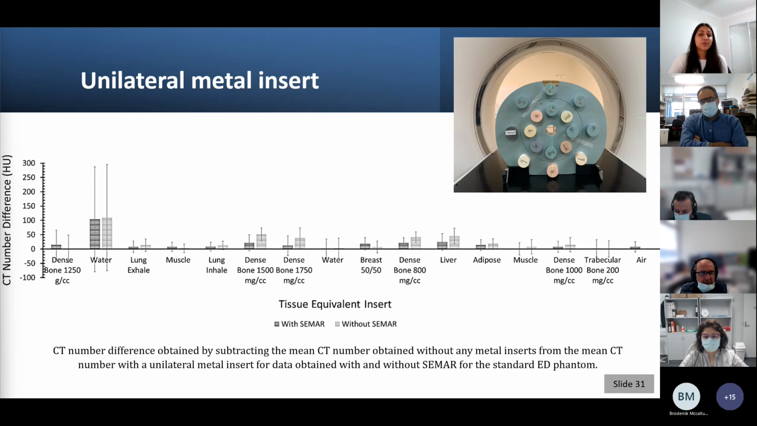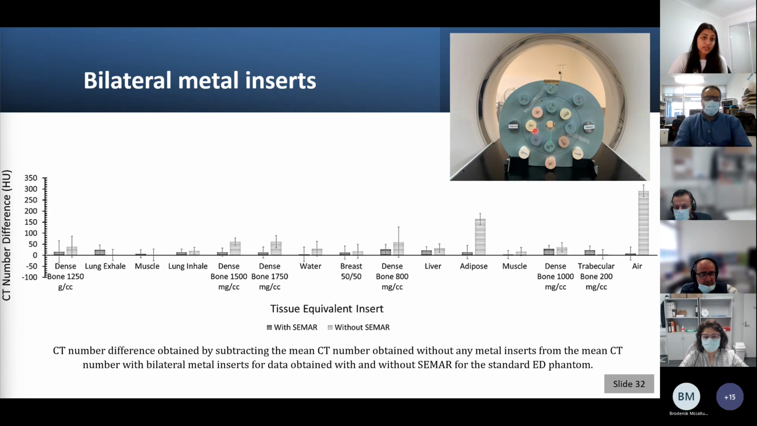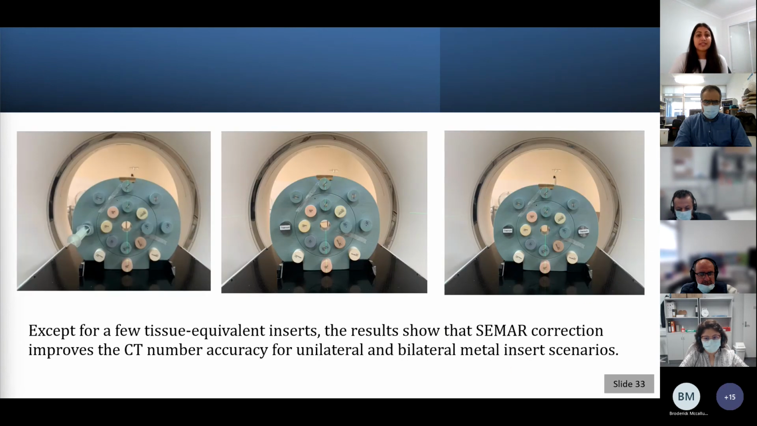And so for the unilateral metal insert scenario, the CT number difference is shown here. And for the bilateral metal insert scenario, the difference is shown in this graph here for all the different tissue equivalent inserts. And we concluded that except for a few tissue equivalent inserts, the results show that SEMR correction improves the CT number accuracy for both the unilateral and bilateral metal insert scenarios.